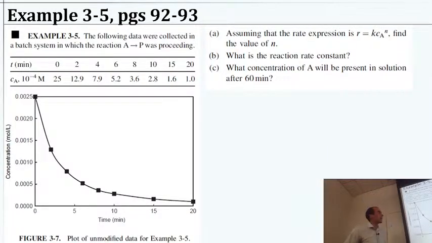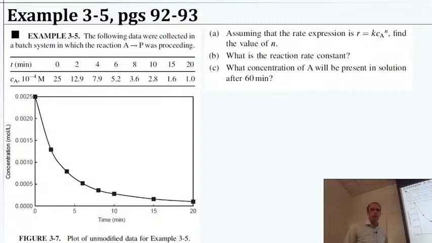All right, so let's take a look at this example from our book. We have the following data collected from a batch system. Reaction goes from A to some product P, was proceeding, and we have time from 0 to 20 minutes, and some initial concentrations provided there and also plotted.